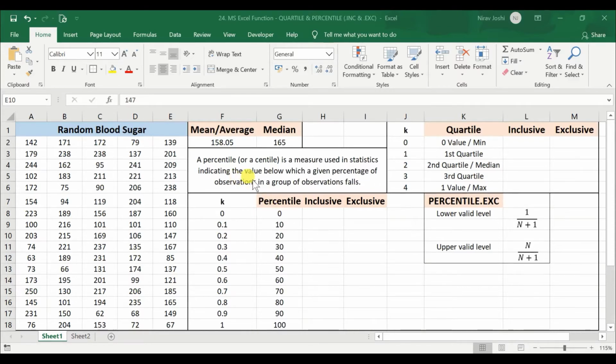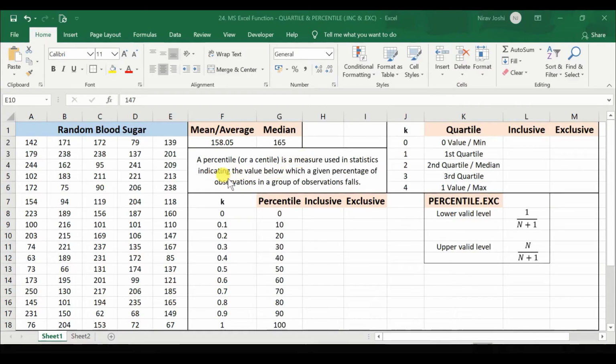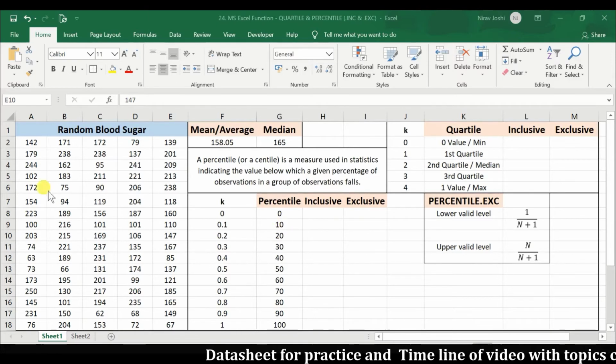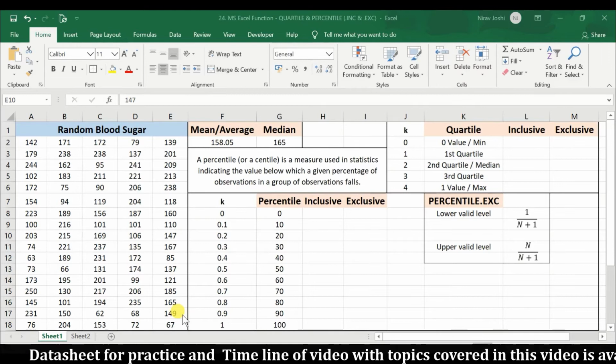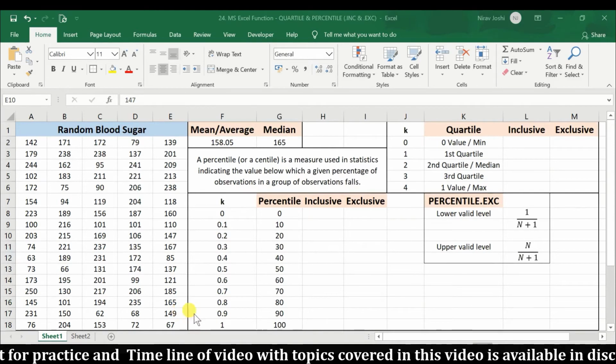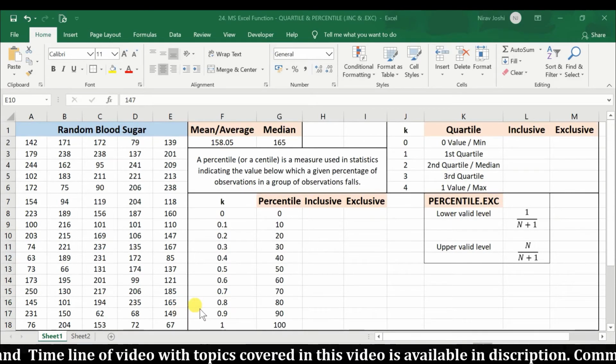So a percentile basically is a measure which indicates the value below which a given percentage of observation in a group of observation falls. So what do we mean by that? That means that if we take a 10 percentile as a cutoff, then 10% value in the data range would be falling below that value and 90% of value would be above that specific cutoff.